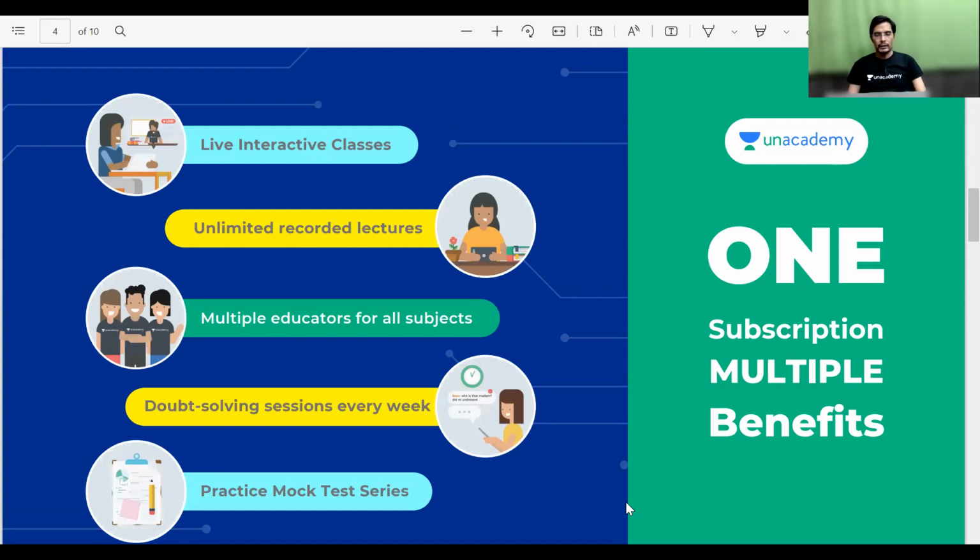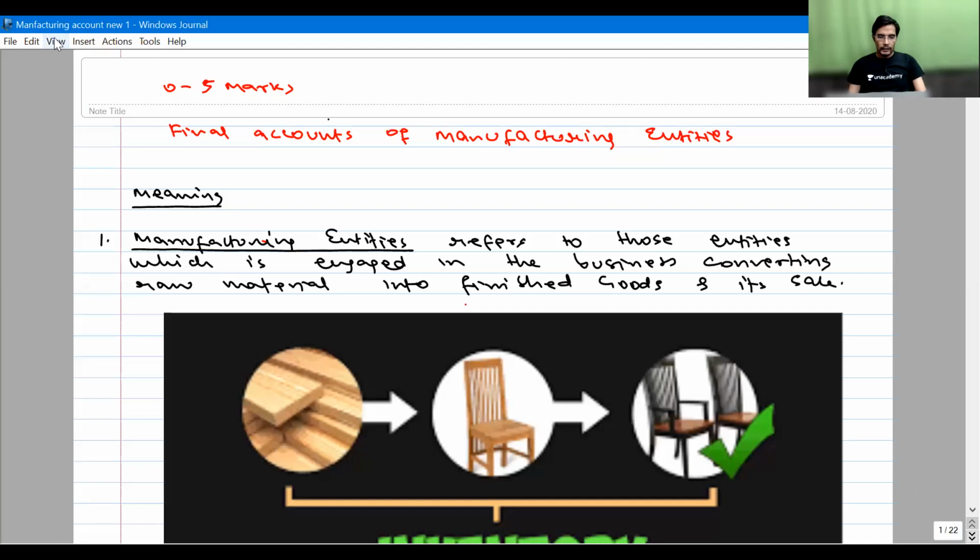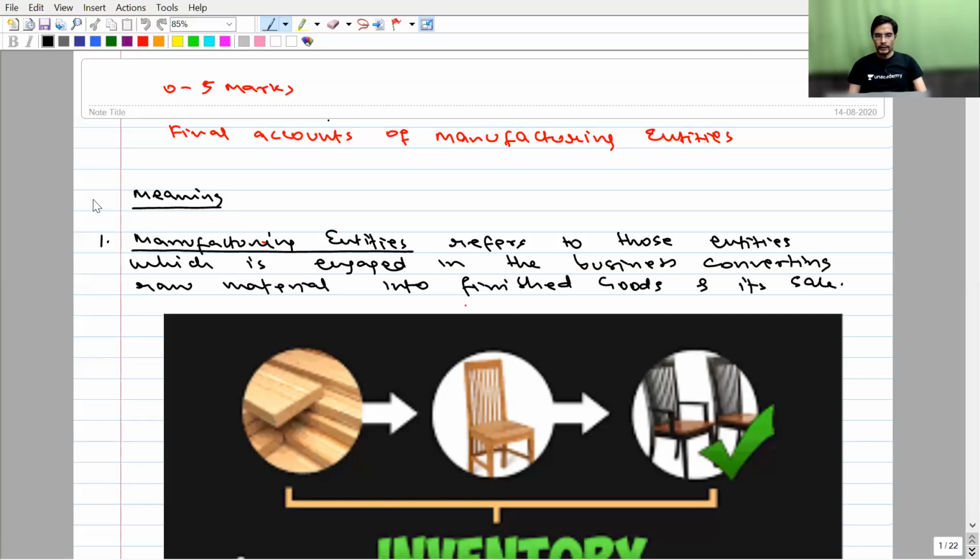In today's session, we are going to discuss manufacturing accounts. The weightage of this chapter is somewhere around 5 to 7 marks.